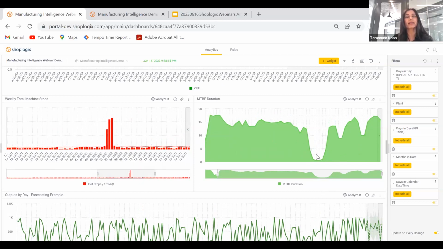And then in that exact same or similar time period, you can start to look at, well, what was the MTBF duration? So if I had these stops, what was the impact of those stops on the machines, and what was my mean time between failure? So you can see here for this machine, one of the highest points is about 17.46 minutes. So that's how long this machine can operate without stopping.